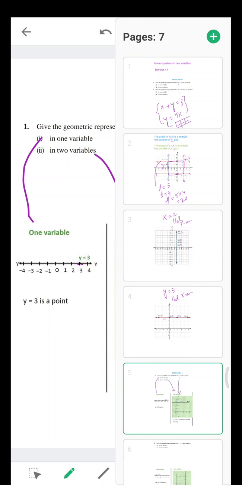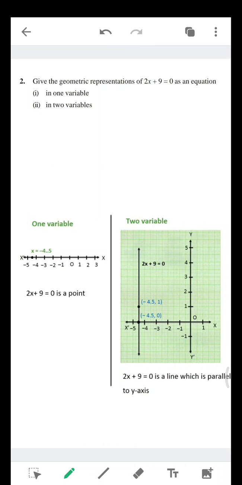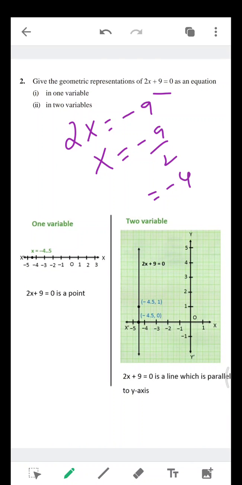The next one: 2x plus 9. Now here we don't have the direct value of x, so I'll simplify it. 2x is equal to minus 9, so x will be equal to minus 9 by 2, so that will be minus 4.5. So how will you plot it in one variable? Minus 4.5 comes here, somewhere between 4 and 5. So you should just put a point, that is your answer. This is the graph in one variable.